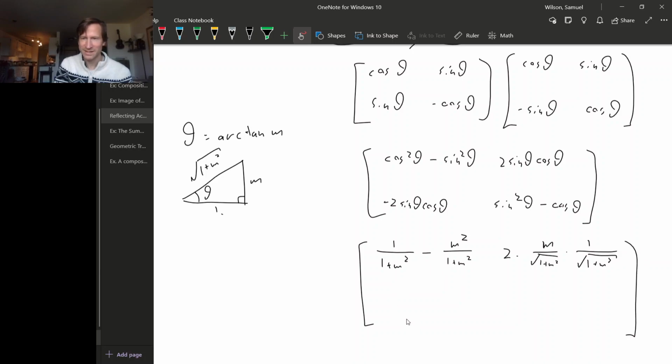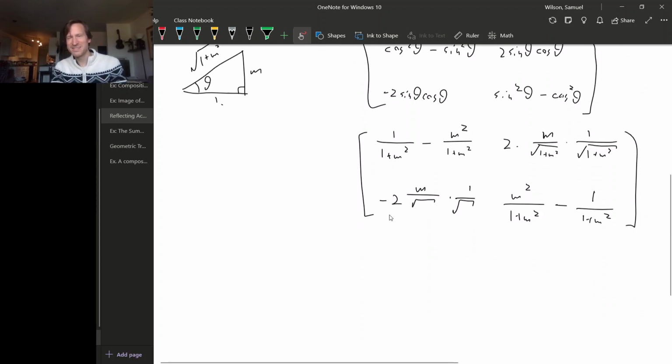Okay, down here we get the same thing but with the minus sign, so minus 2 times m over the square root times 1 over the square root. And then in the bottom right, sine squared is m squared over 1 plus m squared, minus cosine squared theta, which is 1 over 1 plus m squared.